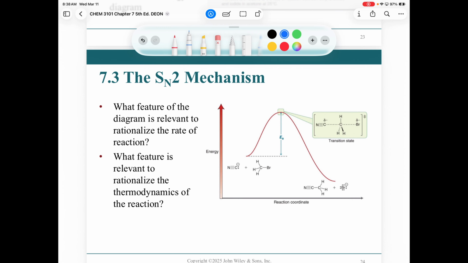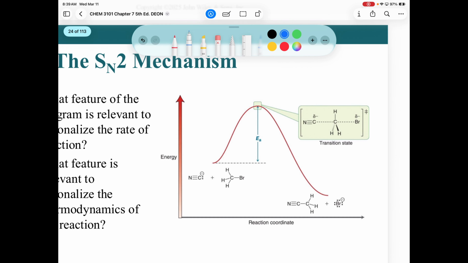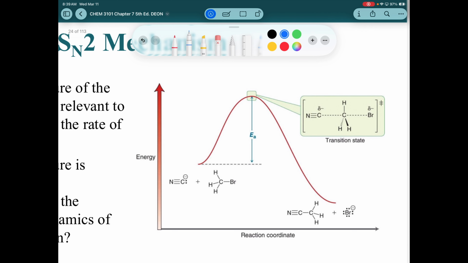That's totally fine. So if we just compare reaction coordinate diagrams, this is just an SN2. You notice with an SN2, there's no intermediates, right? There's just a transition state at the top where the bond, in this case, between the carbon and the bromine is breaking, and the carbon and the carbon of the cyanide is forming the nitrile.